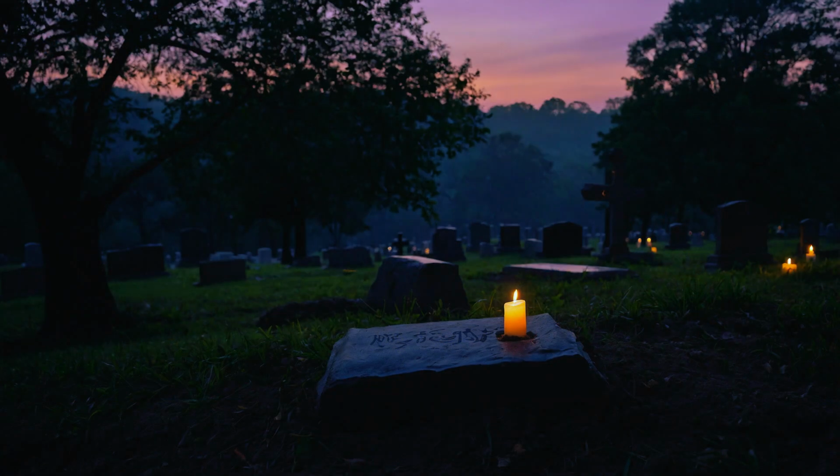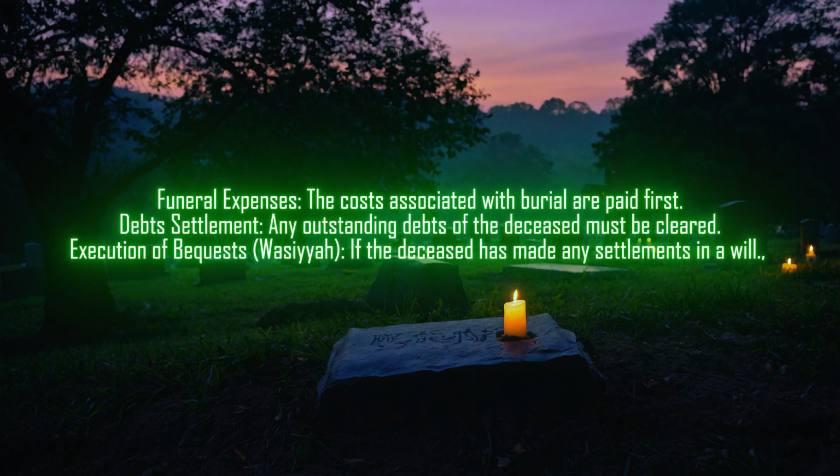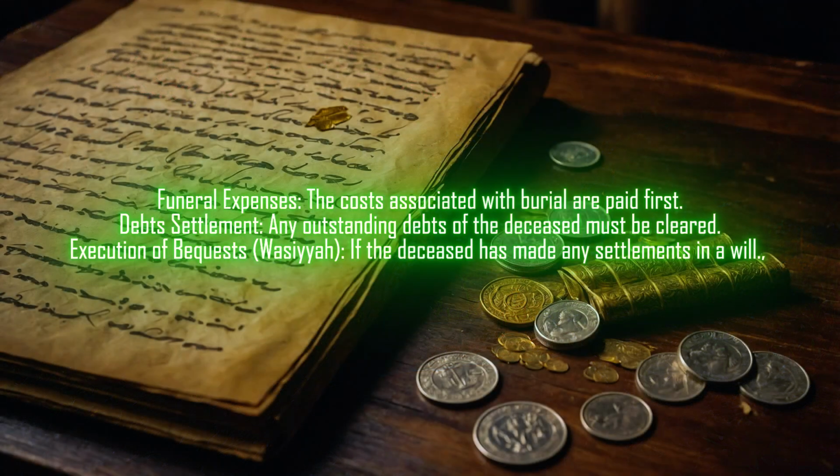Before the estate is divided, there are a few preliminary obligations that need to be fulfilled. Funeral expenses. The costs associated with burial are paid first. Debts, settlement. Any outstanding debts of the deceased must be cleared. Execution of bequests, wasiyah. If the deceased has made any bequests in a will, up to 1/3 of the estate can be allocated to non-heir beneficiaries. This is done after debts are settled, but before distribution to the heirs.